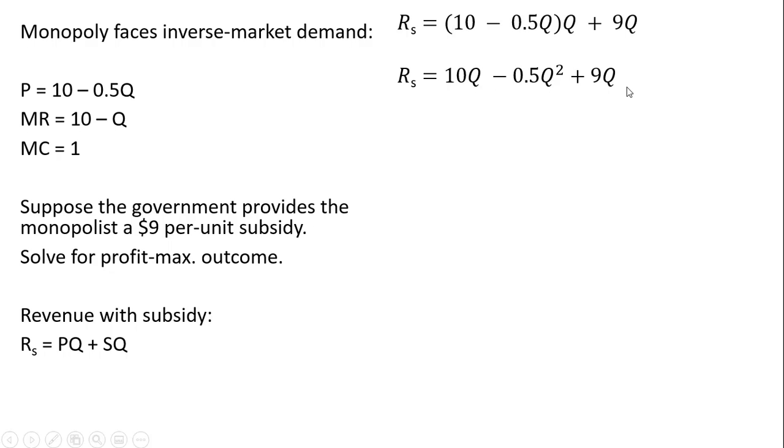Simplifying a little bit. Next, we'll get the marginal revenue with the subsidy, taking the derivative of the revenue equation with respect to output. We get 10 minus Q plus 9. And that'll just simplify to 19 minus Q.